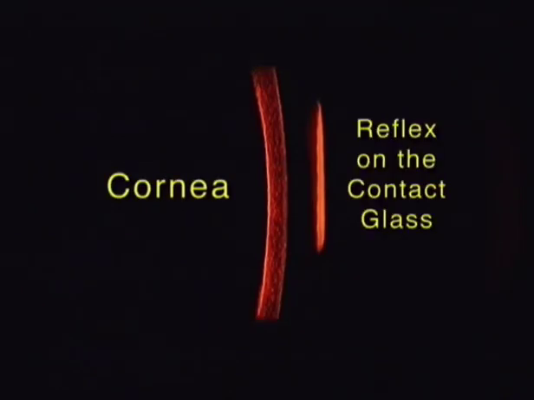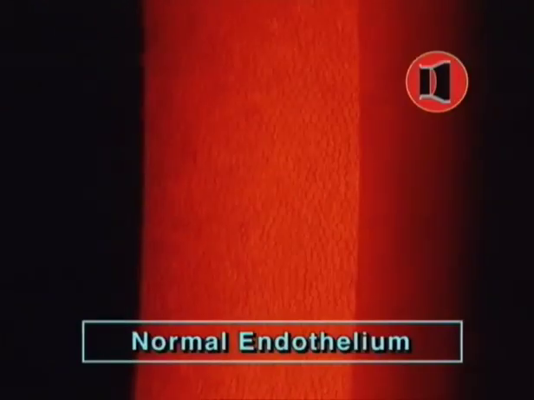With the corneal contact glass, the reflex is much larger and actually fills the entire height of the light slit. Note, this is the cornea, and this is an artifact, the reflex at the cornea contact glass. And note the result. The reflecting area becomes very large. Consequently, we can observe the hexagonal cell pattern of the endothelium in a much wider field. And by asking the patient to move his or her eye, we can scan large surfaces.